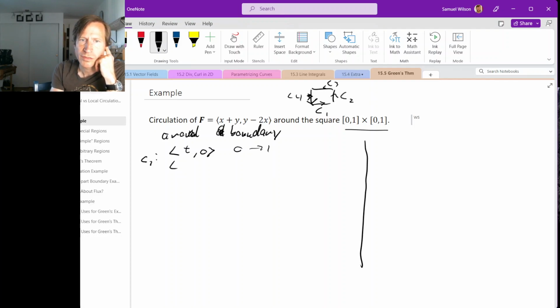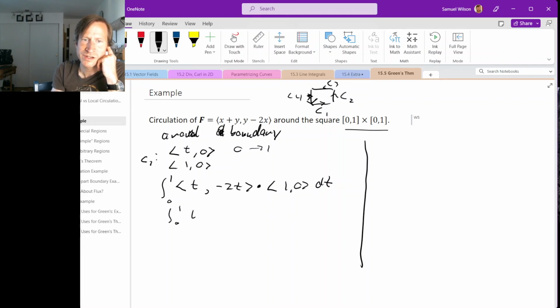So the derivative of that is 1, 0, and so our integral is from 0 to 1. Our vector field is t plus 0, comma, 0 minus 2t. We're dotting that with r prime, which is 1 comma 0 dt. So we're integrating from 0 to 1 t dt, and that's the integral of 1/2 t squared from 0 to 1. That's a half.